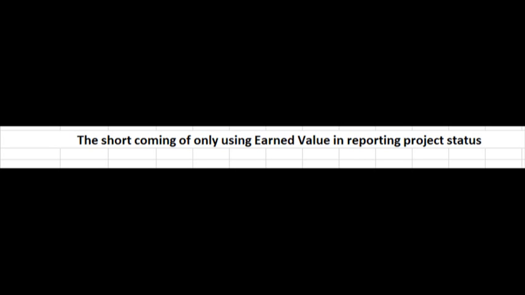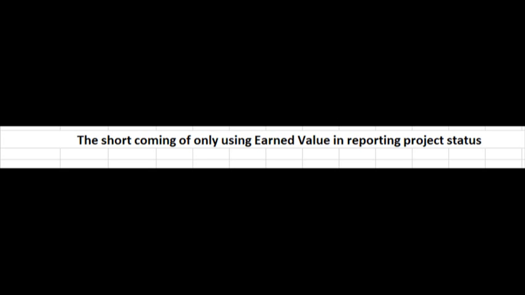The earned value method is a method of reporting project status by comparing earned value, what we have actually accomplished in a project, to planned value, what we had planned to accomplish during the same time period in the project, and also looking at the actual cost of what it was we have executed, of the work we performed.